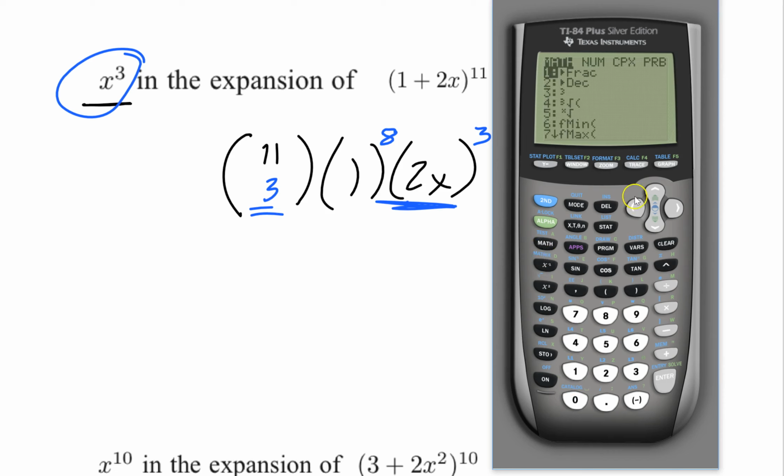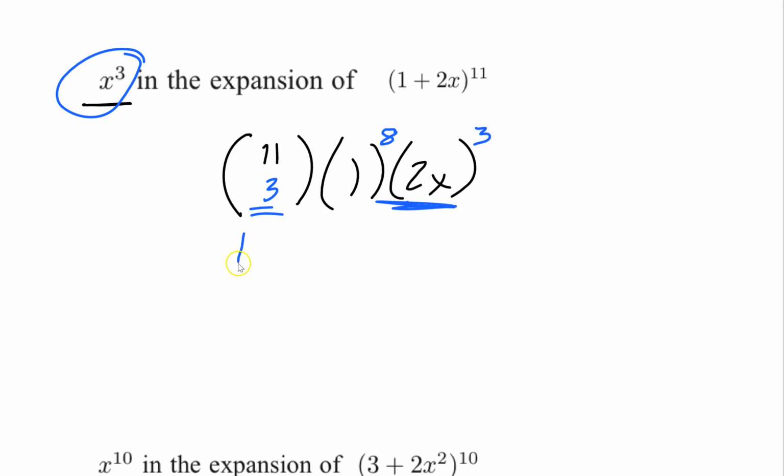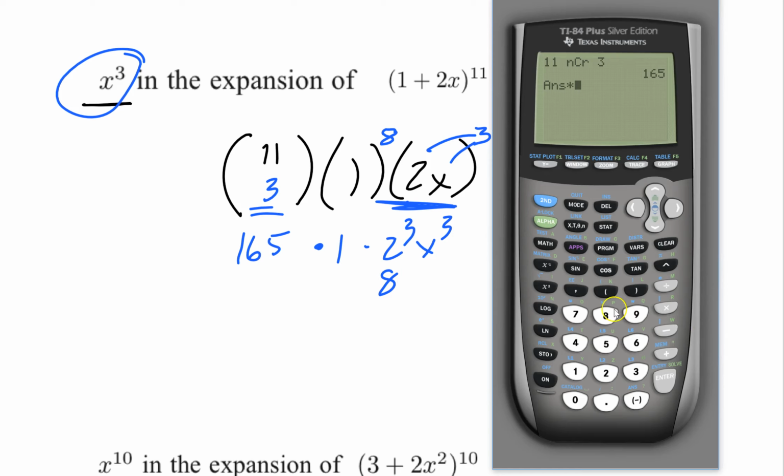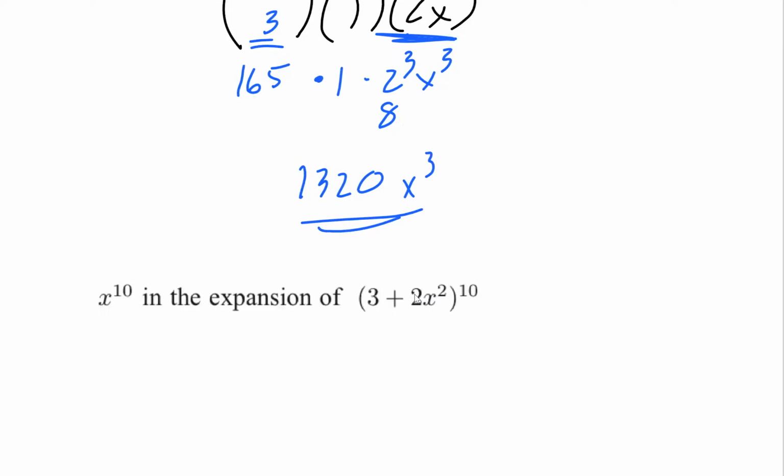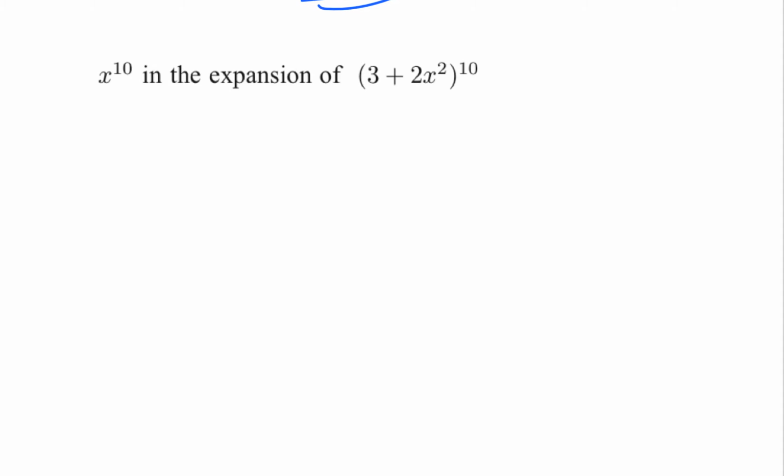11, math, nCr, 3. 165. 1 to the 8th power is still 1. That 3 goes to both of these, so it's 2 to the 3rd, x to the 3rd. That's 8. Well, I need to multiply 8 times 165. Again, I don't know what that is. So times 8: 1320, x to the 3rd. That's the idea.